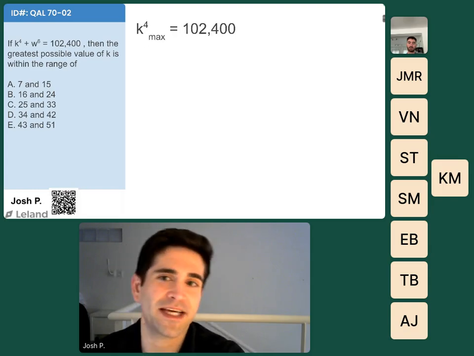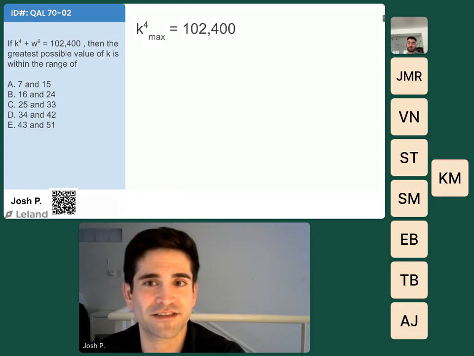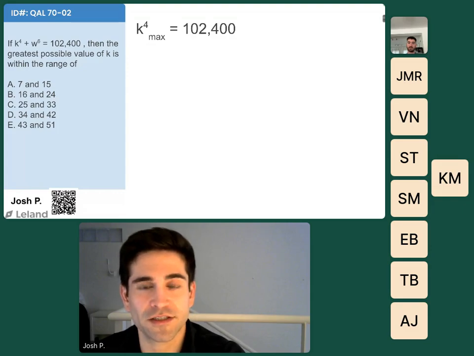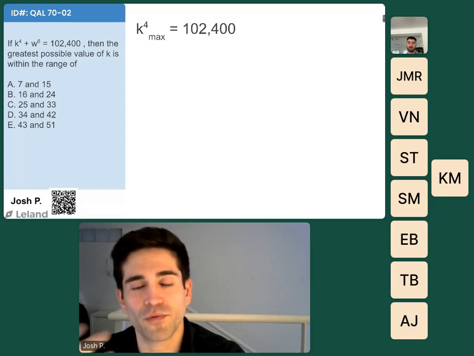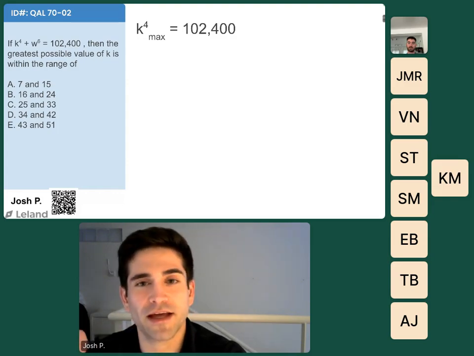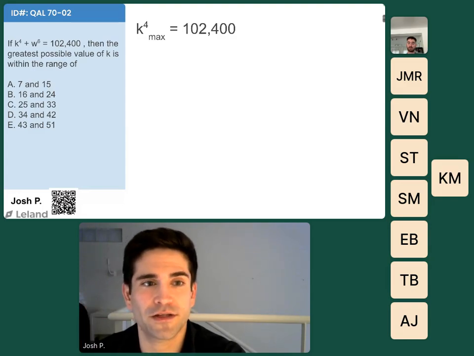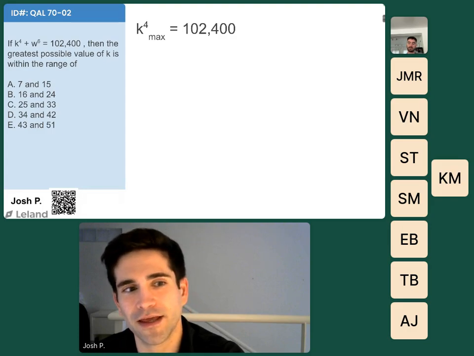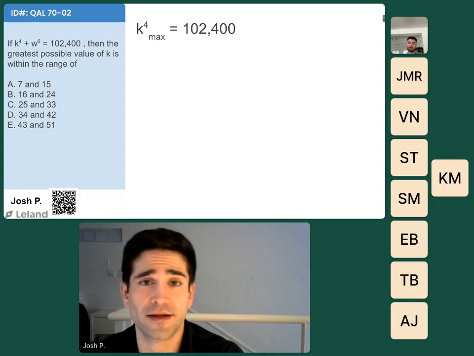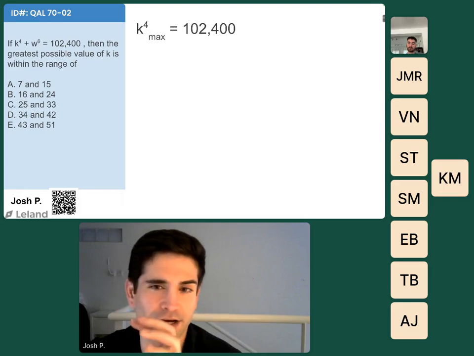Now, you might be tempted to prime factorize, which isn't a bad thing necessarily, but in this particular case, will not be the most optimal way of approaching this problem. On the GMAT, you have 5 answer choices. So you don't have to calculate the greatest possible value of k. You just have to choose in which range it's located in. So let's keep that in mind, right?